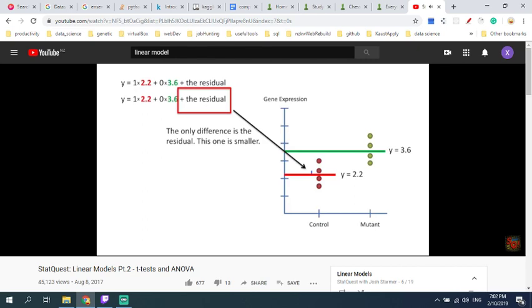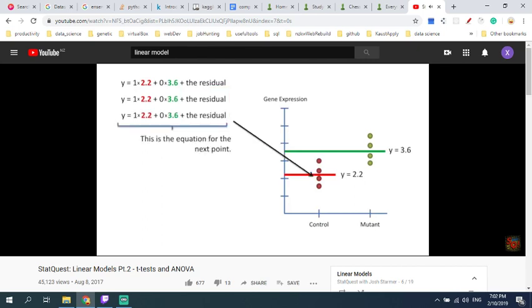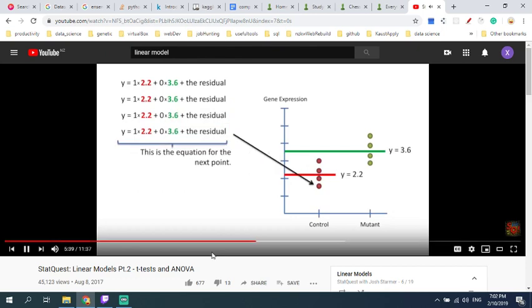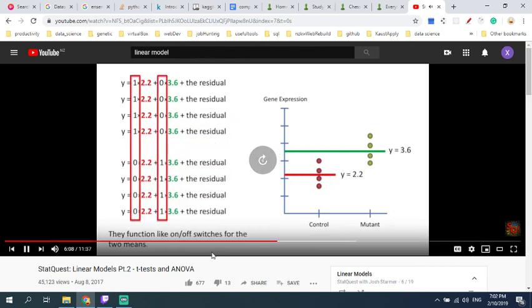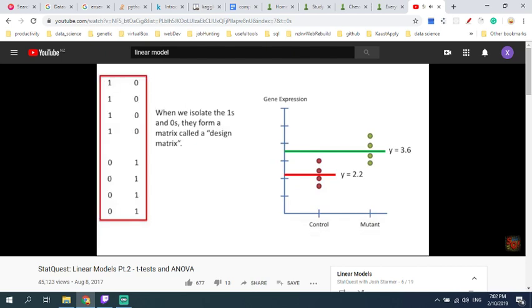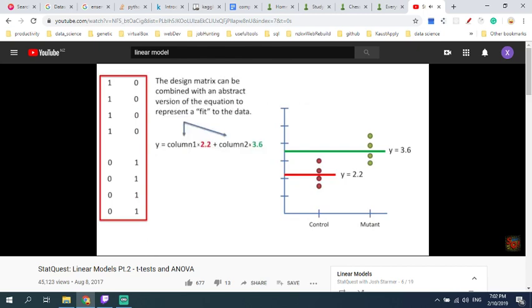This one is smaller. This is the equation for the next point. This is the equation multiplying by a 1 on the control mean, and a 0 turns the mean off. When we isolate the 1s and 0s, they form a matrix called a design matrix. The design matrix can be combined with an abstract version of the equation to represent a fit to the data.